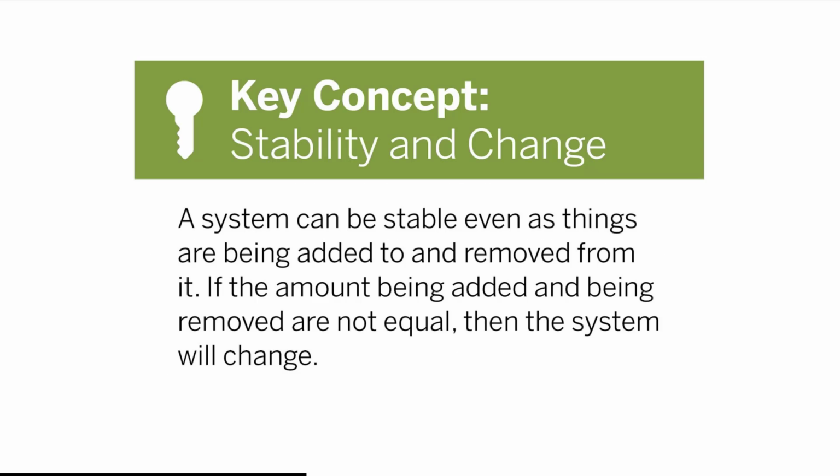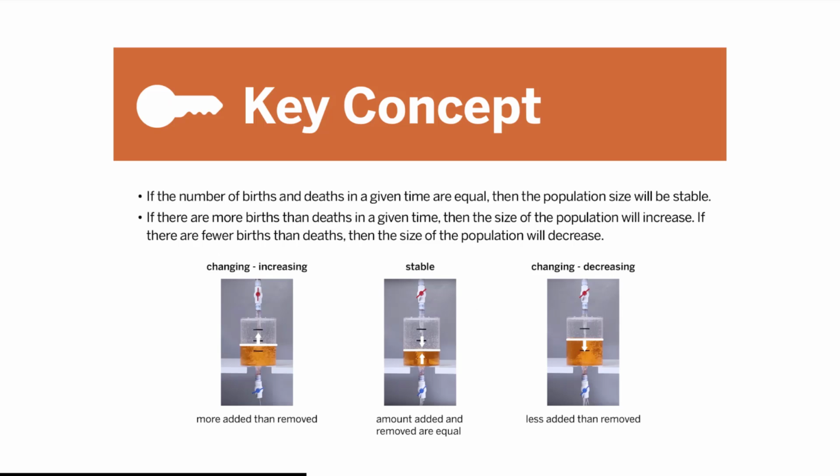Key concept, stability and change. A system can be stable even as things are being added to and removed from it. If the amount being added and being removed are not equal, then the system will change. Key concept: If the number of births and deaths at a given time are equal, then the population size will be stable. If there are more births than deaths in a given time, then the size of the population will increase. If there are fewer births than deaths, then the size of the population will decrease.